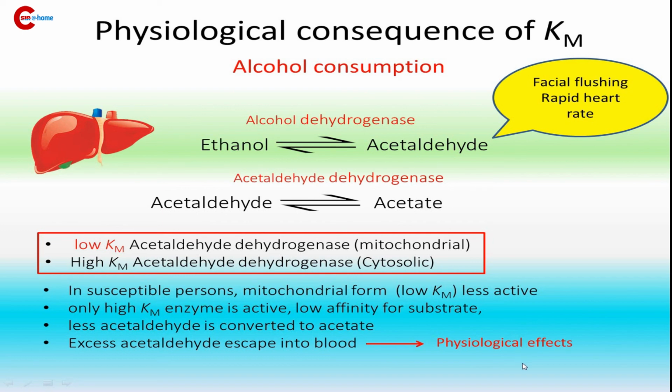You have to study these things: high Km, low affinity; low Km, high affinity. These types of questions are sure to come from the CSIR point of view. For example, in cancer treatment, they may provide two types of enzymes, one with low Km and one with high Km, and you have to find the Km value from the graph. Observe the graph and find out which one has low Km or high Km.